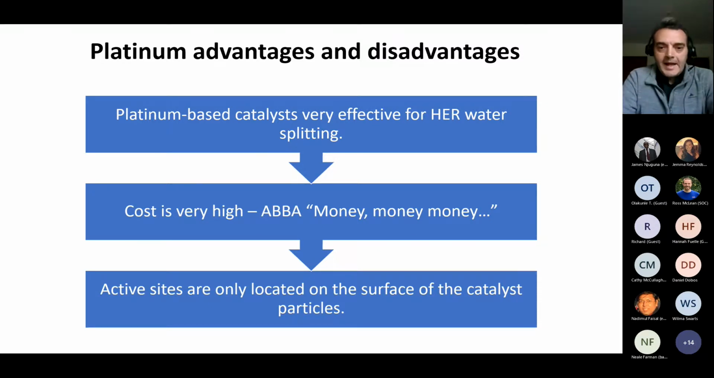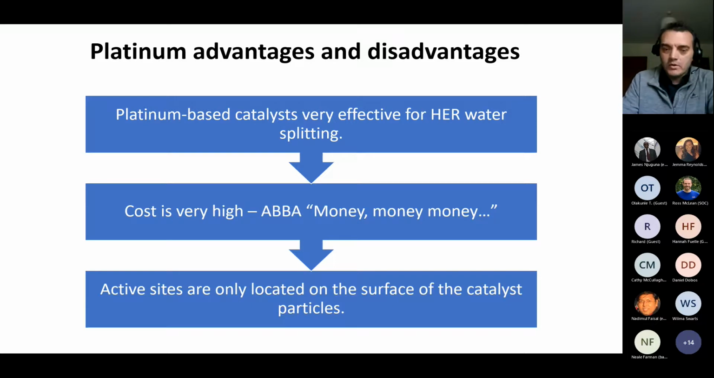So the cost of platinum is high. That's why, when I show you the table with the cost, the cost was higher compared to, for example, reforming for the production of hydrogen. The active sites are only located on the surface of the catalyst particles.